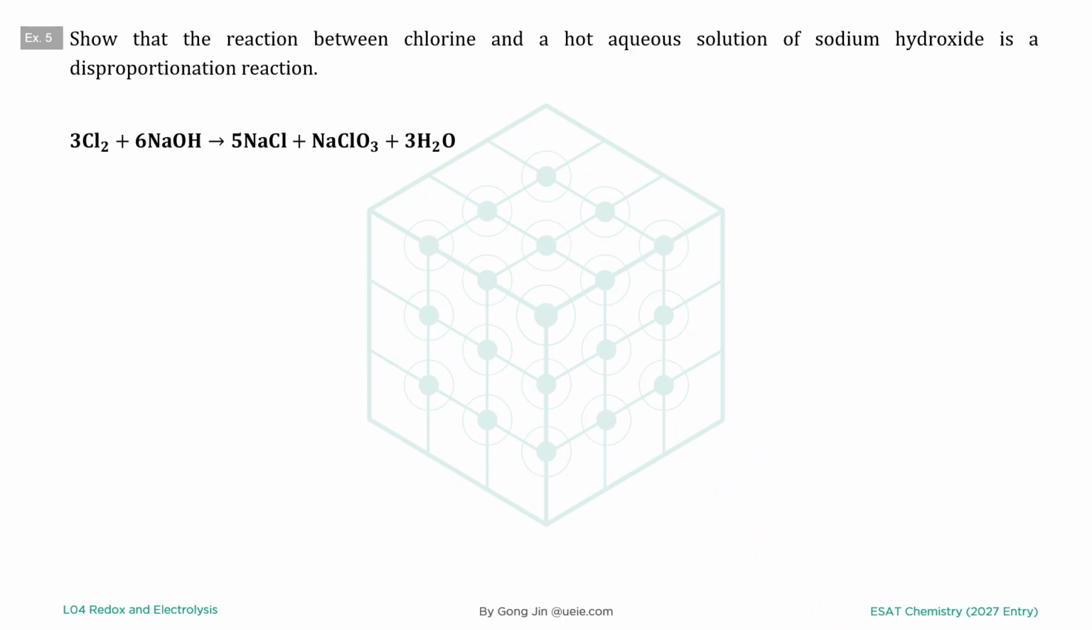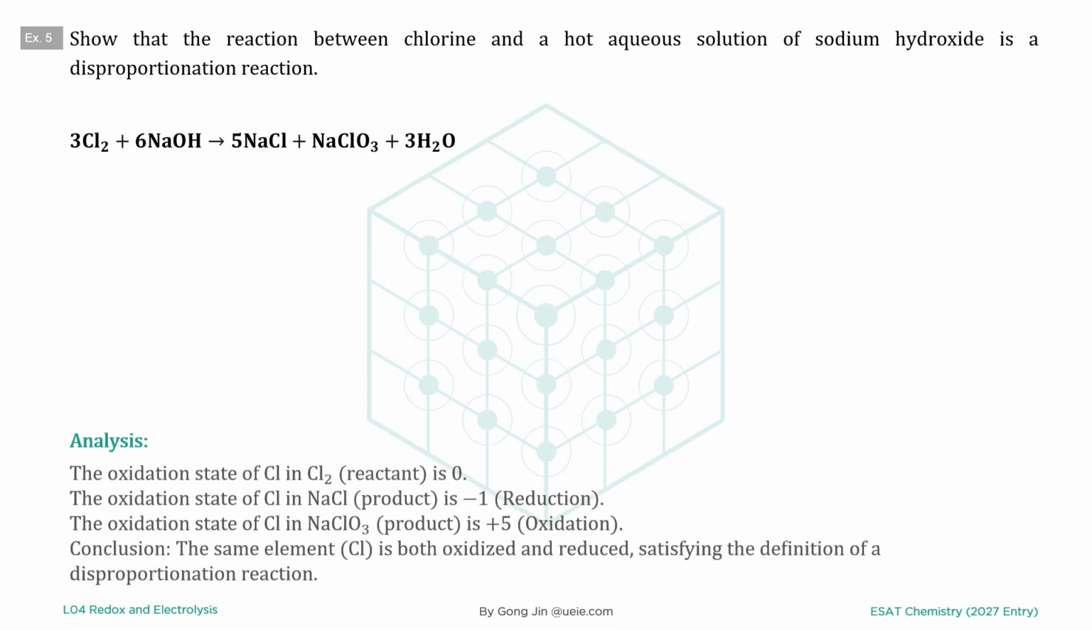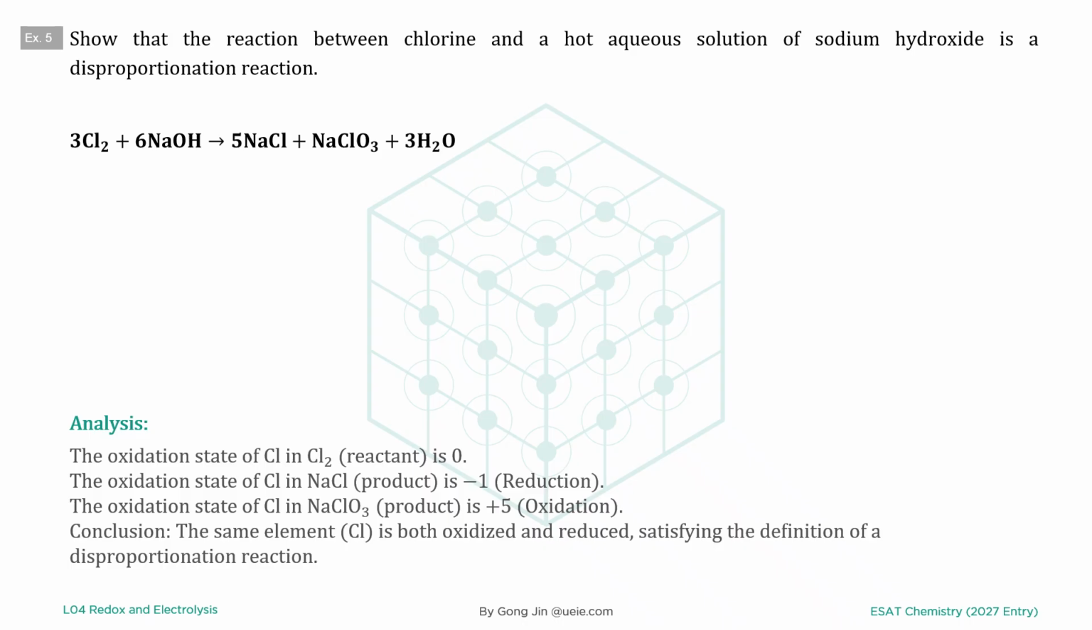Let's confirm if this reaction is disproportionation. The reaction is chlorine with hot sodium hydroxide. Let's check the oxidation states of chlorine. In chlorine molecule, it's 0. In sodium chloride, it's -1, so that's reduction. In sodium chlorate, it's +5, so that's oxidation. The same element, chlorine, in the same starting substance, chlorine molecule, is both oxidized and reduced. That's the definition of disproportionation. So yes, this reaction fits perfectly.